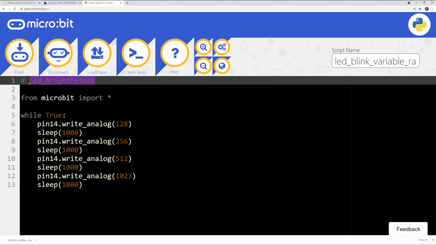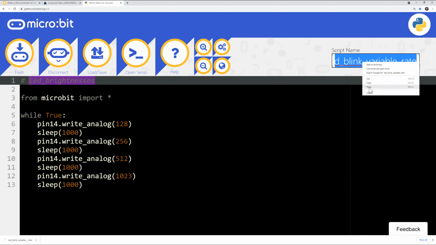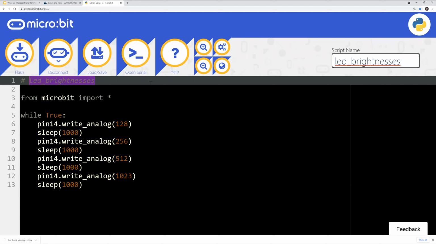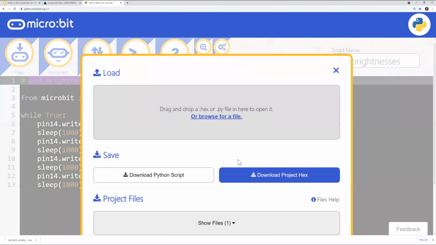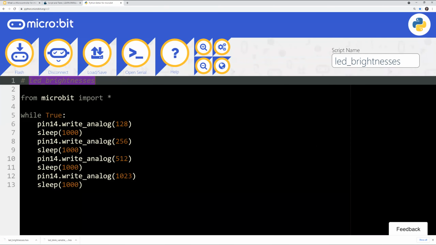Incidentally, even though I skipped it, harp on your students to make sure to name their script, taking the name in the script and putting it in the script name, and then having them save a copy using that load save button and downloading the project hex. Something we talked about on Monday, but it bears repeating.